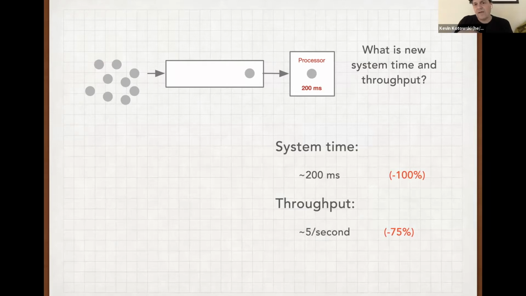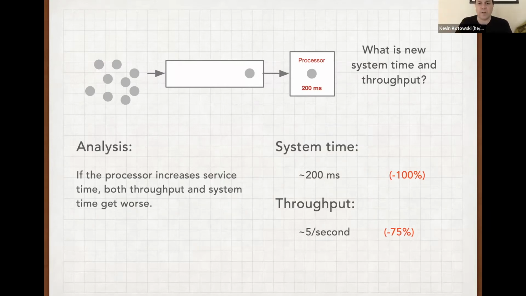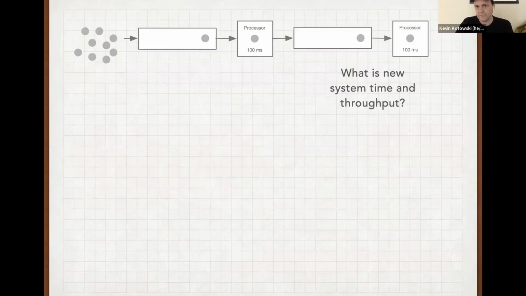So by having that slower processor by half, we've doubled the system time and decreased the throughput. Oops, I think that should say by half. A little bug there in my screen. So from an analysis standpoint, if the processor increases time, both throughput and the system time get worse.